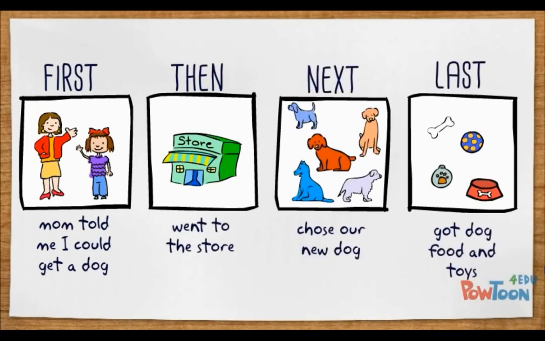Now, I'm going to write my draft. Here's the plan I've already made for my story. I decided I would write about when my mom told me I could get a dog. We went to the store, then we chose our dog, and last we got food and toys for it on our way home.